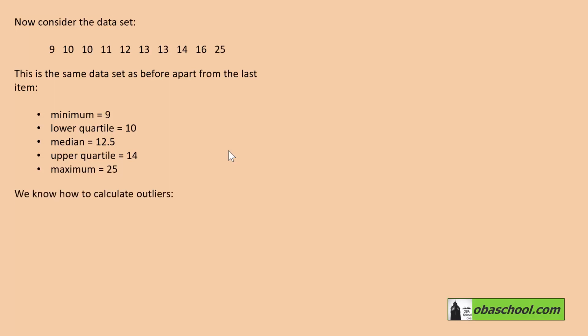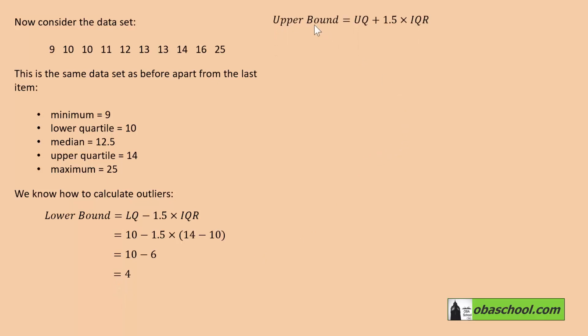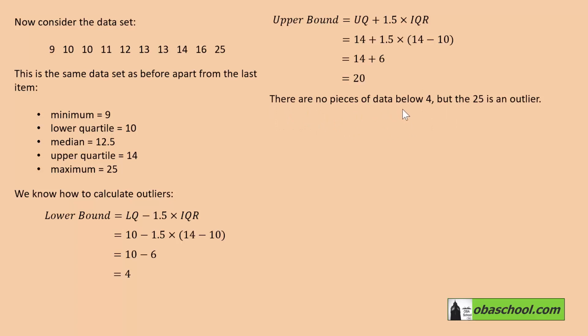We know from previous work how to calculate outliers. We do lower bound is equal to the lower quartile take away 1.5 times the interquartile range. Here, that's going to be 10 take away 1.5 times 14 take away 10, which is 4. For the upper bound, we do upper quartile, add 1.5 times the interquartile range, and in this case, substituting our values in, that's going to be 20. There are no pieces of data below 4, but the 25 is an outlier.